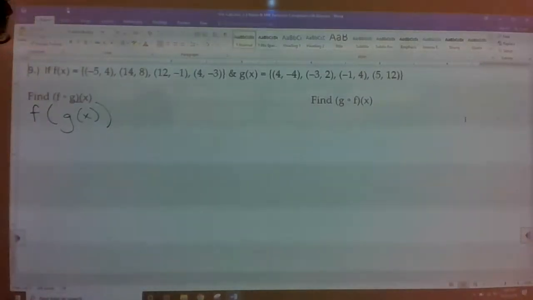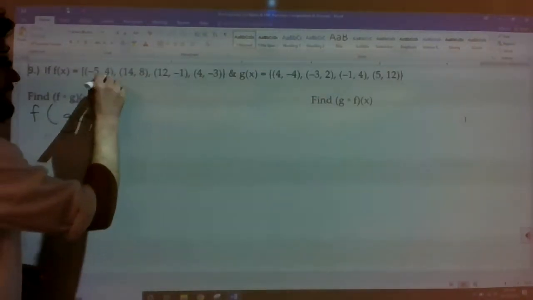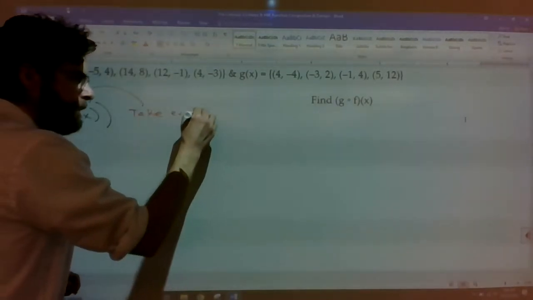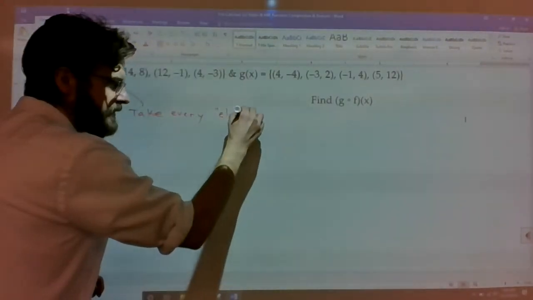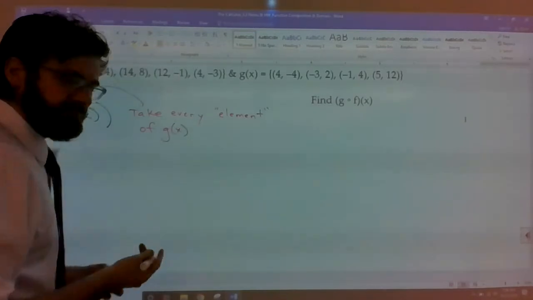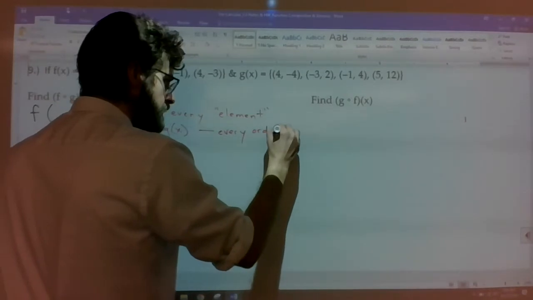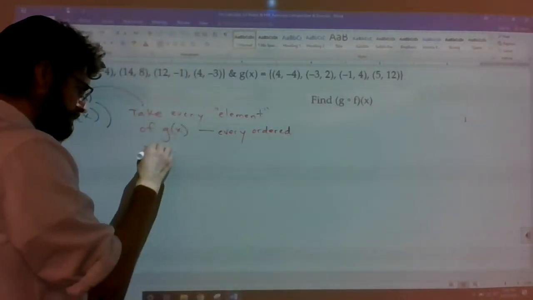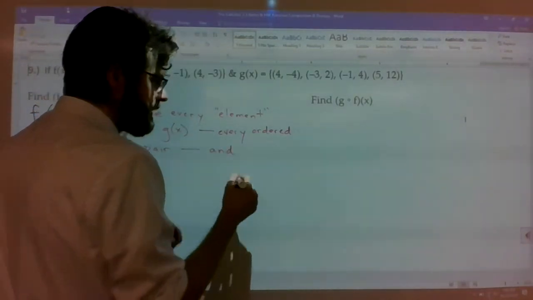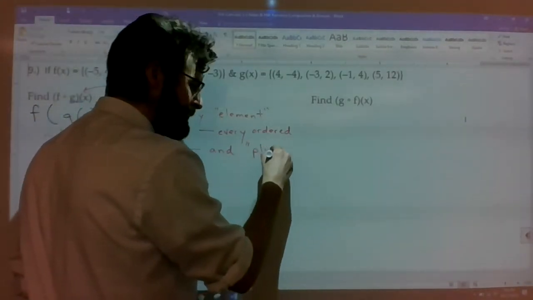That's the question. So what you're doing is you're saying, for this one in particular, take every, I'll say in quotes, element of g of x, every ordered pair, and plug it into f. And I'll put that in quotes too, because it's kind of confusing what that's supposed to mean.